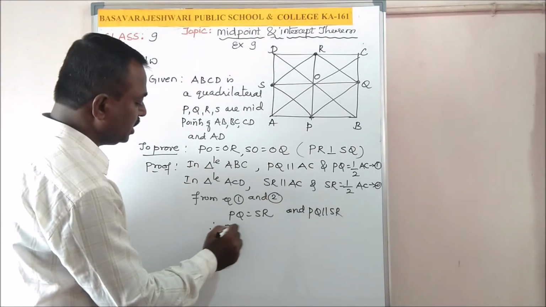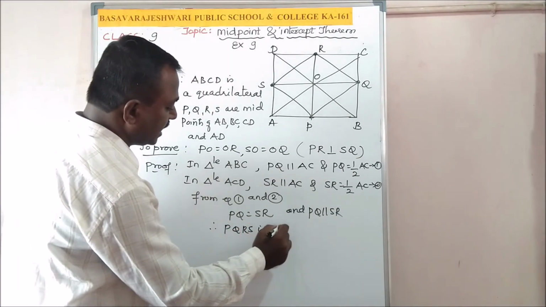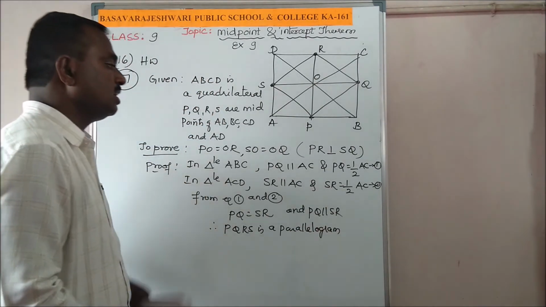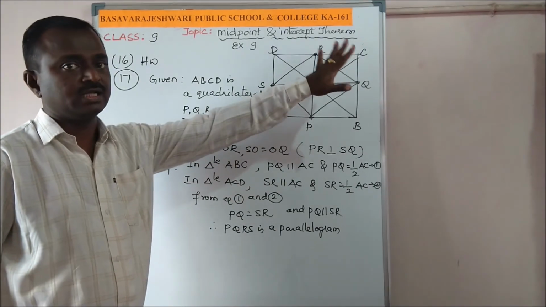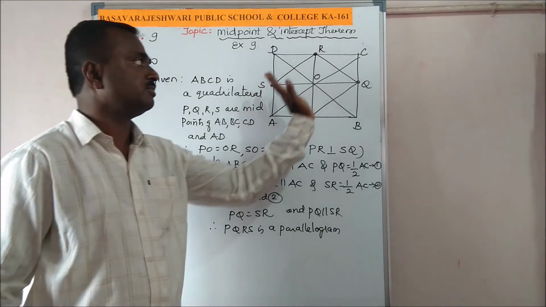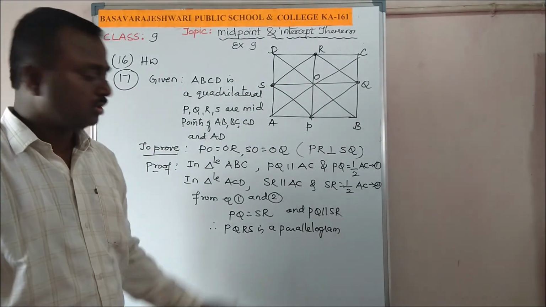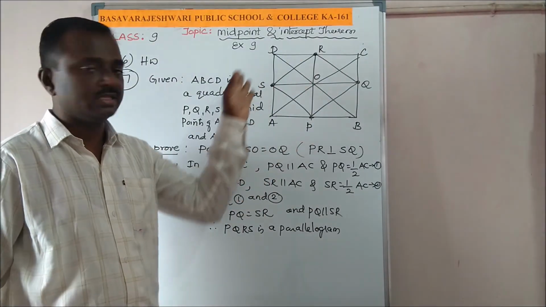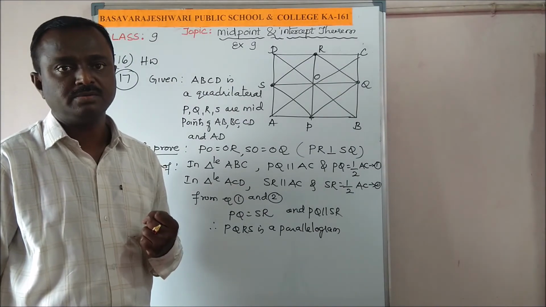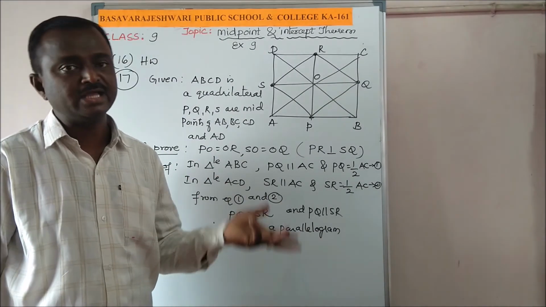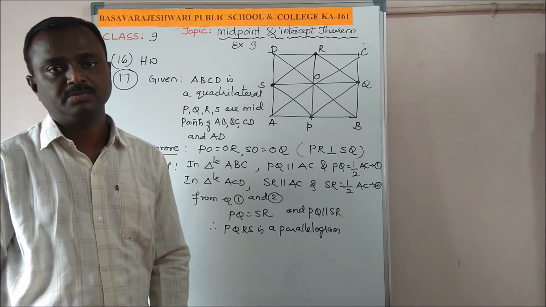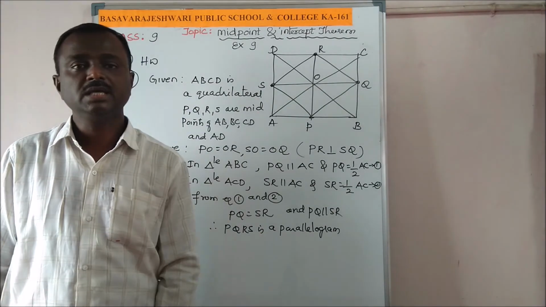Therefore, we can say PQRS is a parallelogram, because both the sides are parallel to AC. That implies PQ is parallel to SR. Similarly, we can say SP is parallel to RQ. So now it becomes a parallelogram. What are the characteristics of a parallelogram? Opposite sides are equal and parallel, and the diagonals of a parallelogram bisect each other.